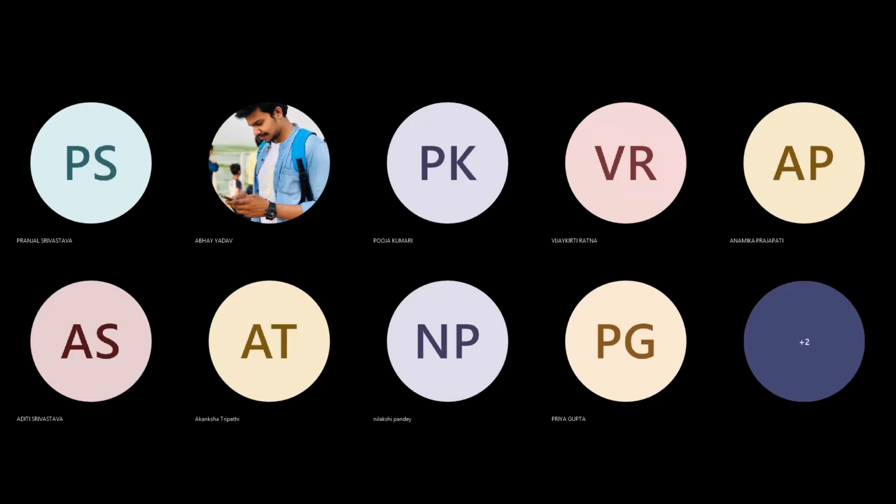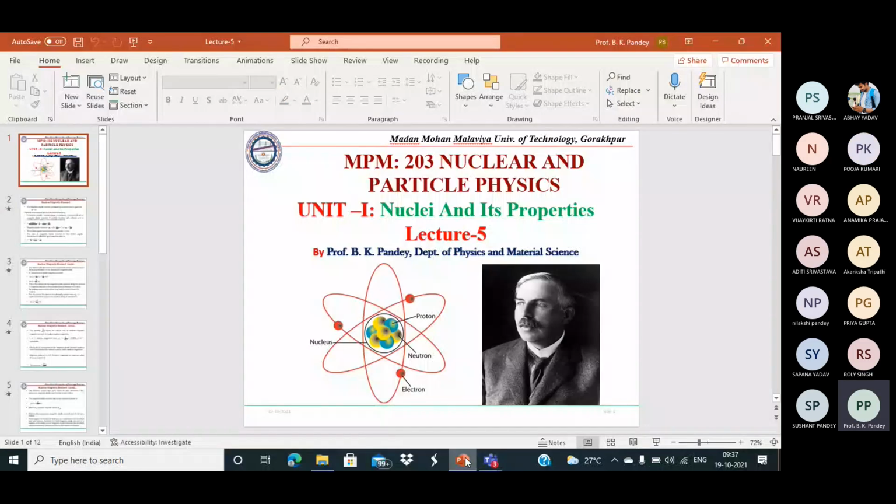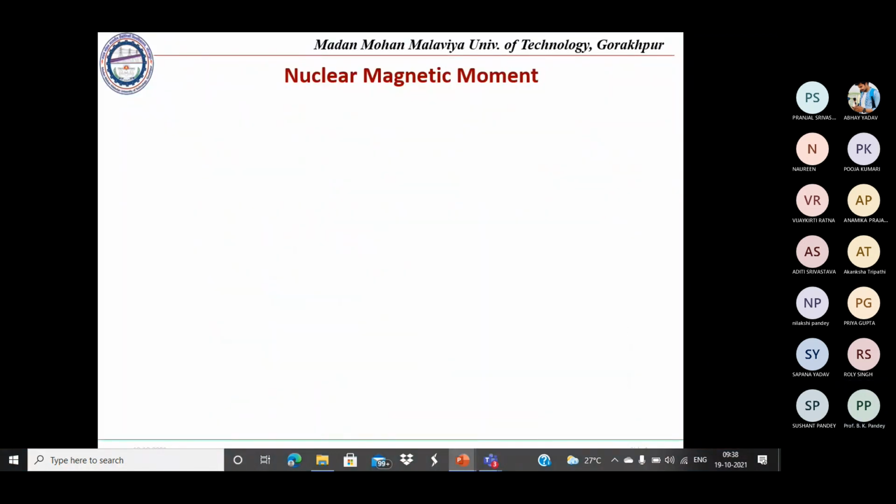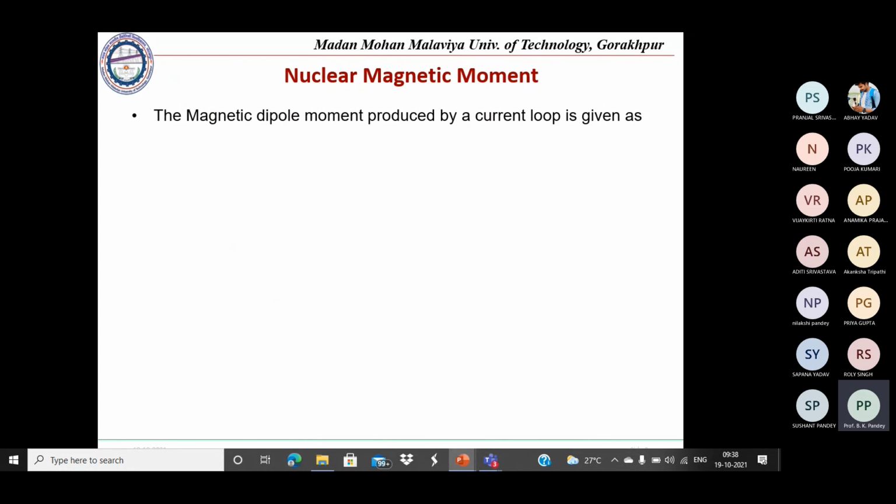So friends, let us start the fifth lecture of nuclear and particle physics, in which we were dealing with the nuclei and its properties. Today we will continue with the same lecture, and we will see how the nuclear magnetic moment can be defined and how these are related to the different nuclei.